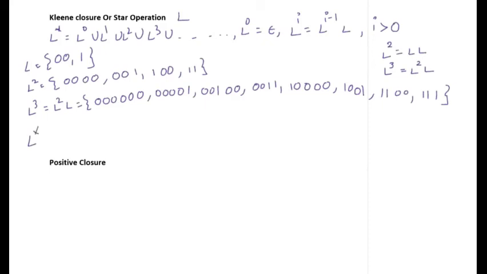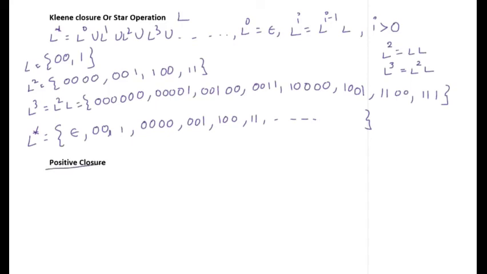So L star can be defined as L power 0 union, that means epsilon, L power 1, so 00, 1, L power 2, that is 0000, 001, 100, 11 and so on. So union of all these strings can be formed as L star. So empty string exists in the Kleene closure.